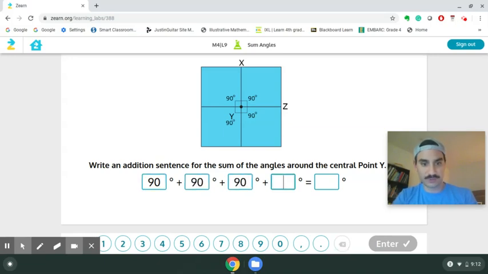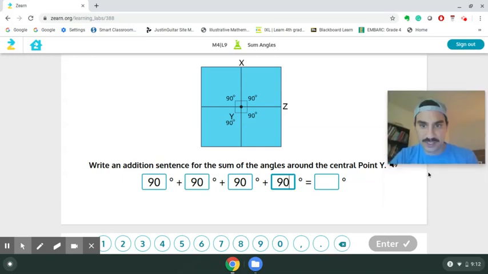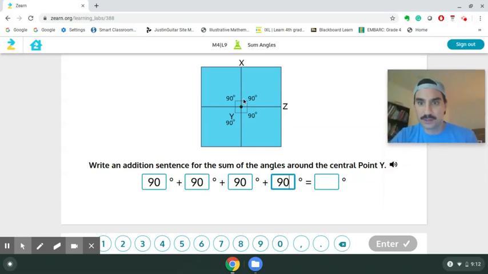What we're doing here is we're creating an addition sentence for the sum of the angles around point Y. So what is the sum of these angles? Sum is the name of an addition or sum is the name of the answer to an addition problem.